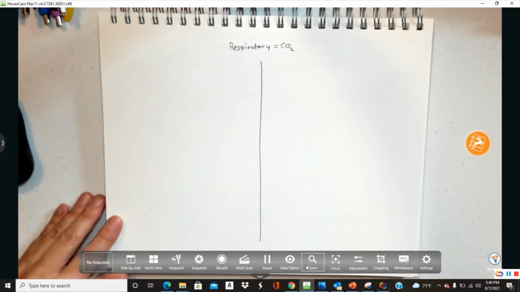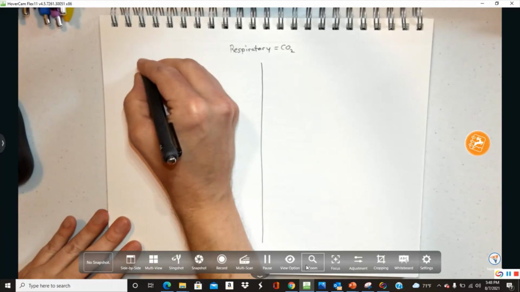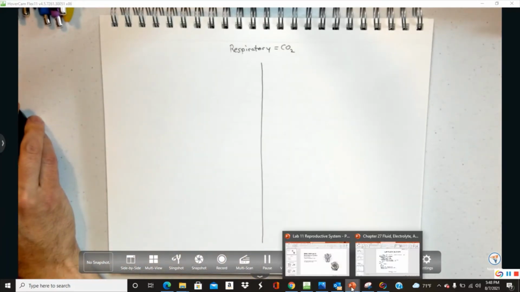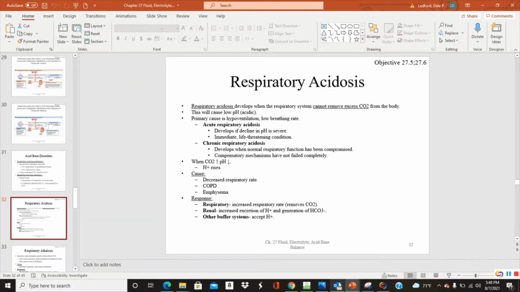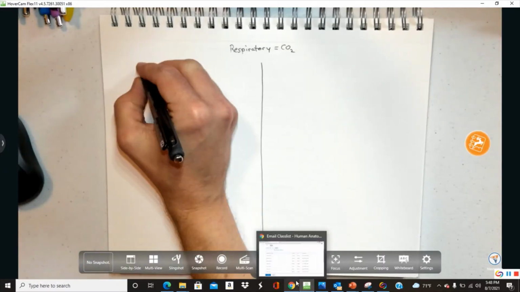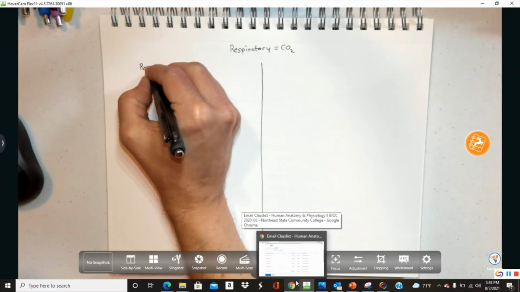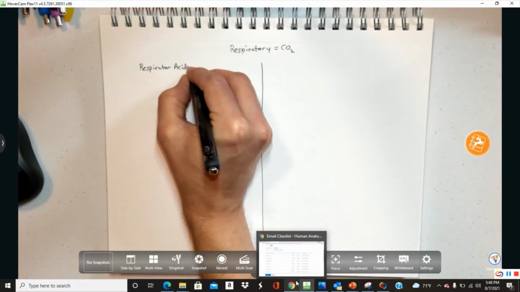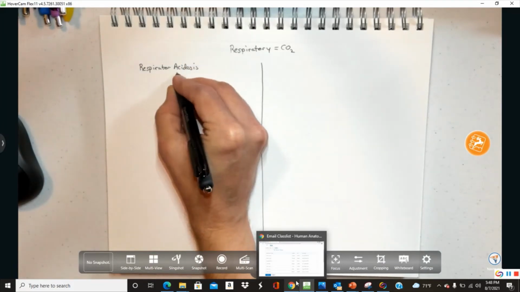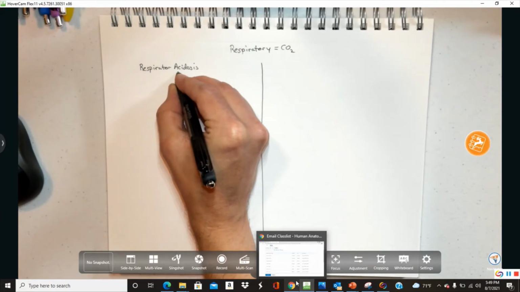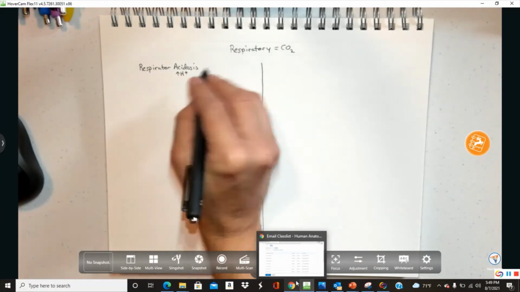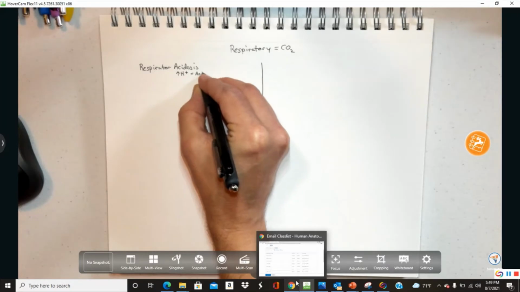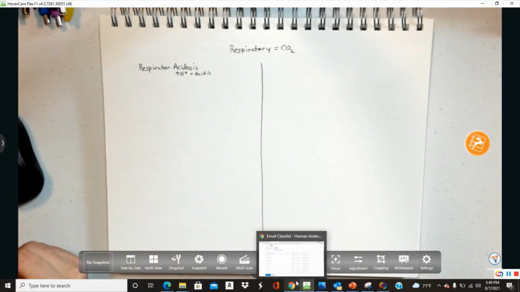But what we're going to do is talk about respiratory. And the first one we're discussing here is respiratory acidosis. So we're going to go here and talk about respiratory acidosis. And one of the things I want to talk about is that when you're dealing with acidosis, this means we have an elevated hydrogen ion, okay? This means it is acidic. Acidosis versus alkalosis.